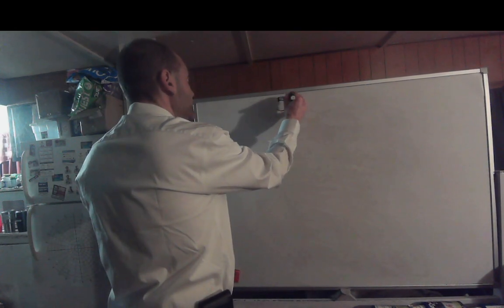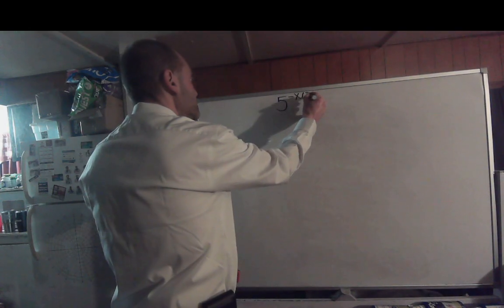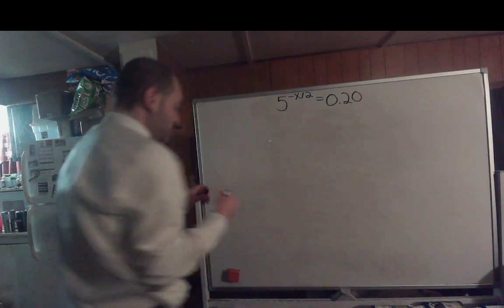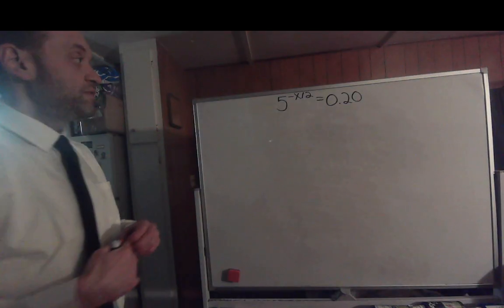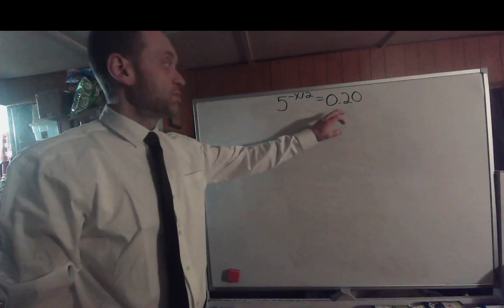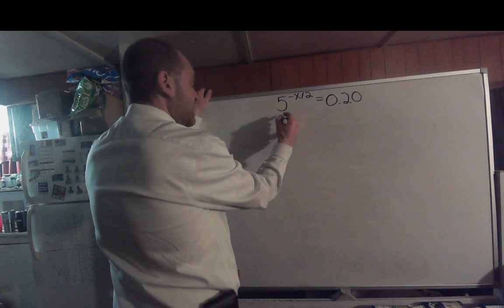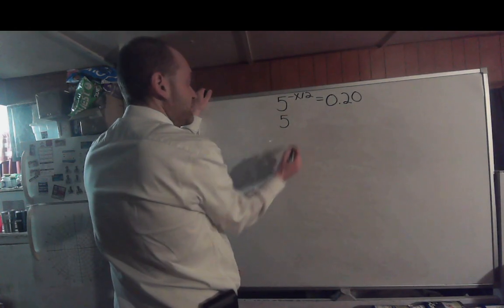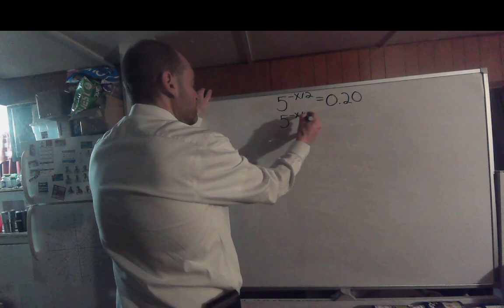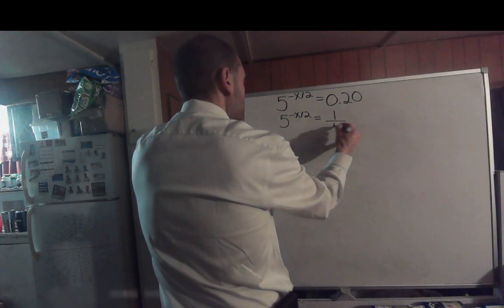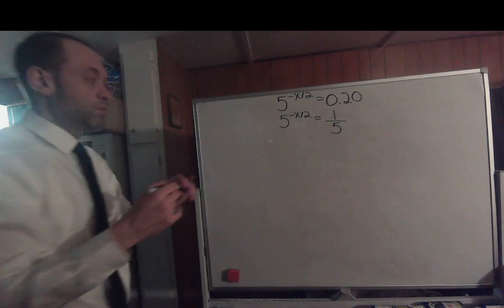So we have 5 to the negative x over 2 equals 0.20. It might help to rewrite the right-hand side as a fraction. So this would be 5 to the negative x over 2 equals 1/5. Now we have something we can work with.